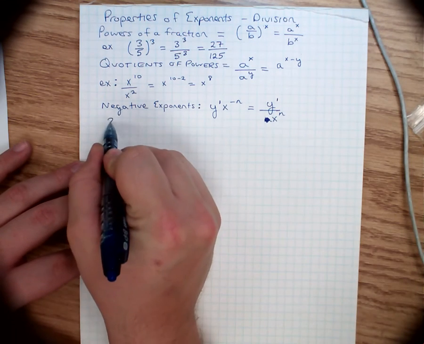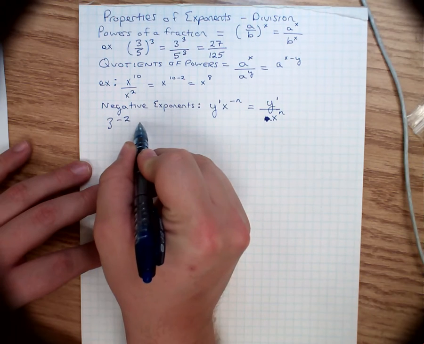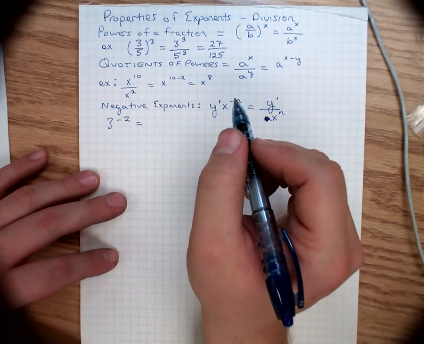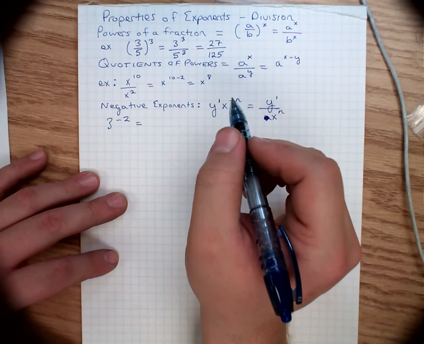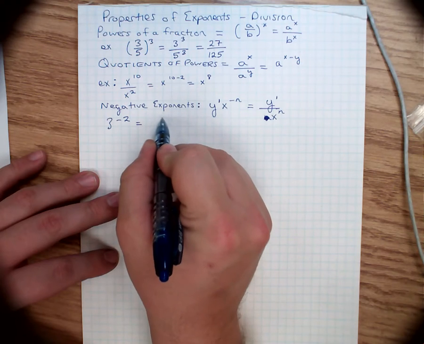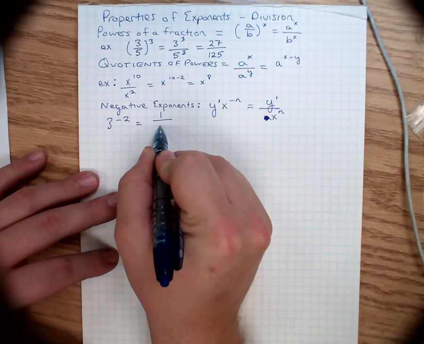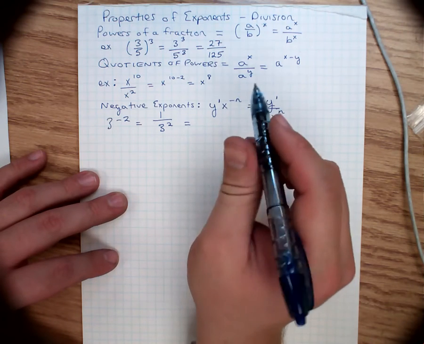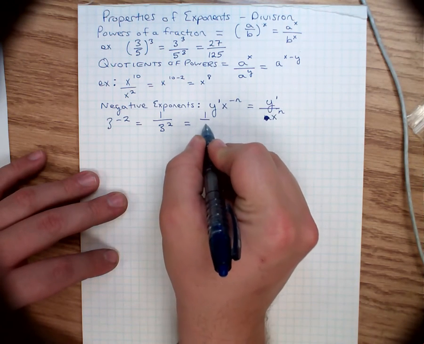Okay, so as an example, if I have 3 to the negative 2 power, I have to move that to my denominator, so I have 1 over 3 squared. And what's 3 squared going to be? 9.